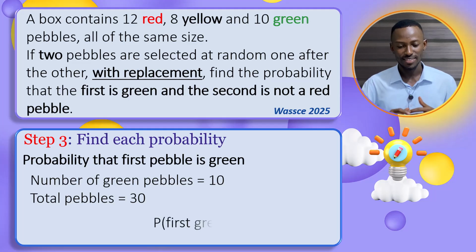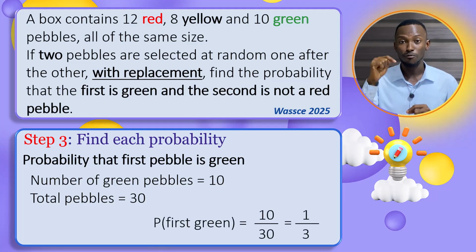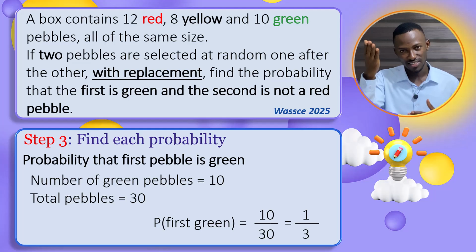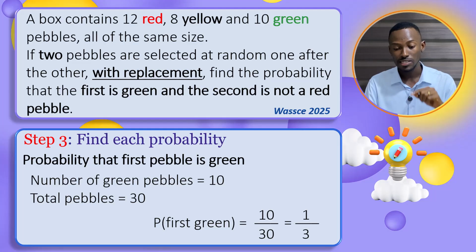So what that means is the probability of the first being green is the number of green pebbles, that is 10, divided by the total number of pebbles, which is 30. So 10 divided by 30 is 1 on 3. Why? Because the zeros will cancel each other. The 0 behind the 1 will take care of the 0 behind the 3, giving us 1 on 3. So this is the probability that the first pebble will be green.